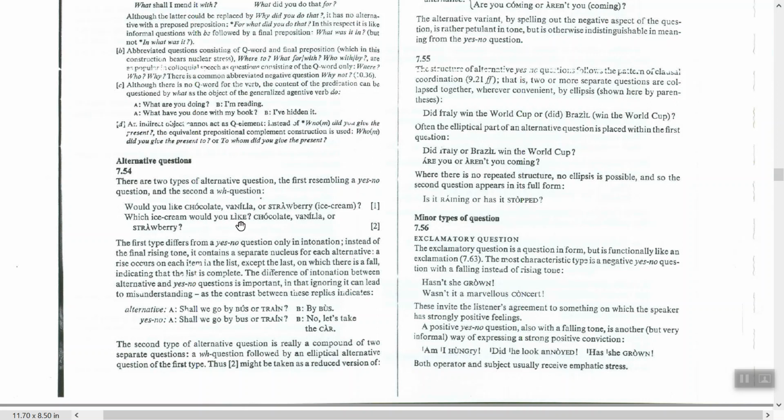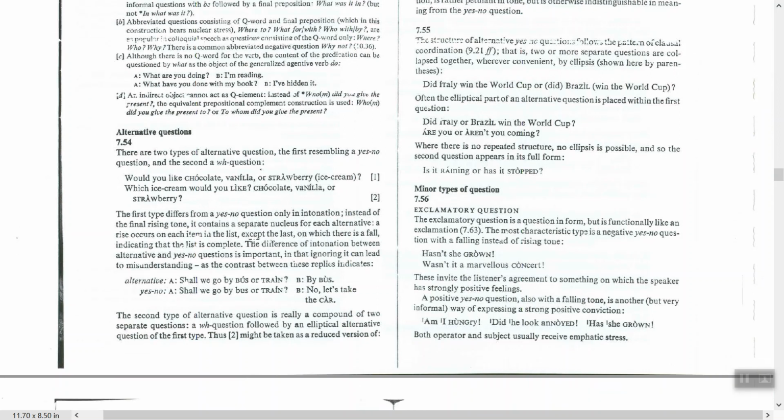Number two: "Which ice cream would you like? Chocolate, vanilla, or strawberry?" You see here, the first type differs from a yes/no question only in intonation. Only. And you know that. Instead of the final rising tone, we said that with a yes/no question the final element is rising. Okay, "Do you play football?" Rising.